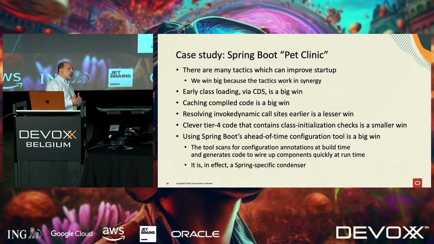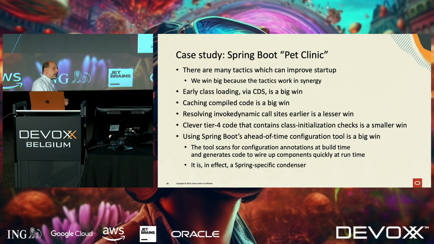So there were a lot of things that fed into these numbers, and there are more things that we're going to do in the future. Like I said, we're sort of just getting started here, but a lot of these tactics are additive, and so doing more of them together can give you a cumulatively better improvement. So early class loading is a win. Caching compiled code is a win. These are not surprising. Resolving invoked dynamic call sites is a smaller win, but still a worthwhile one.